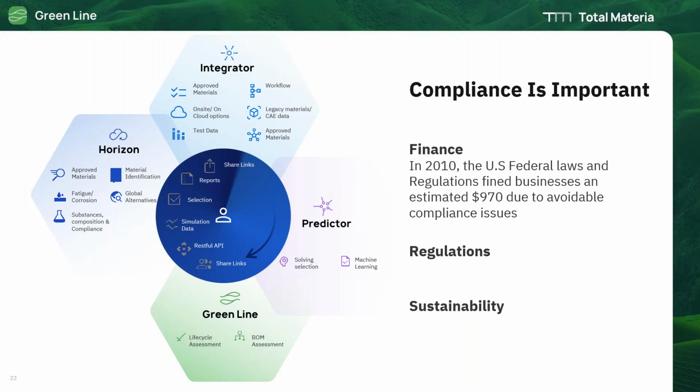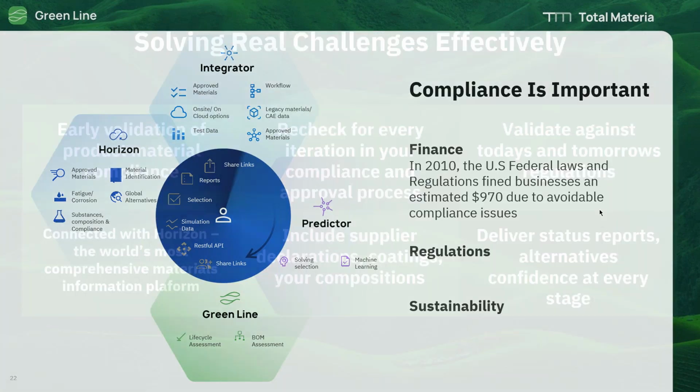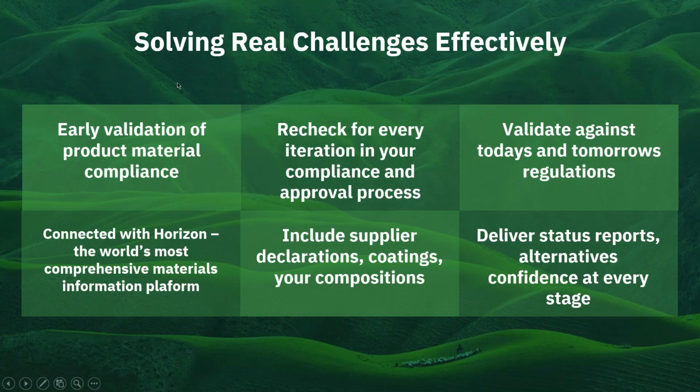Here's another development from Total Materia, Green Line. Compliance is a very important issue. You need to make sure that the material you're using for your design or for your product is compliant according to the regulations. It costs a lot otherwise. Solving real challenges effectively: early validation of product compliance, REACH or in your control process, validate against today's and tomorrow's regulations.